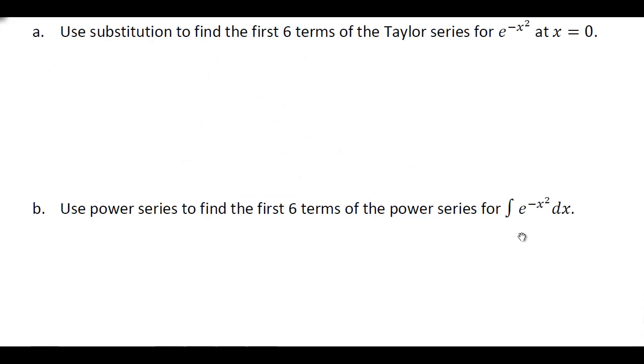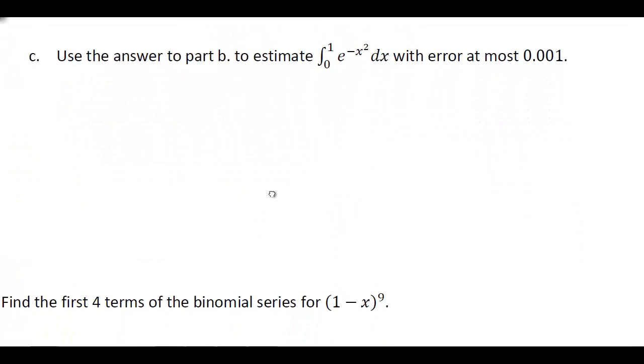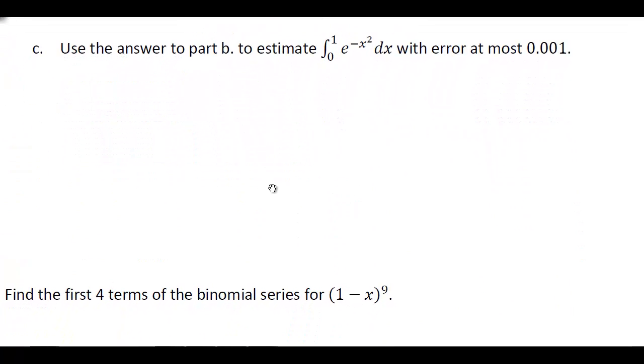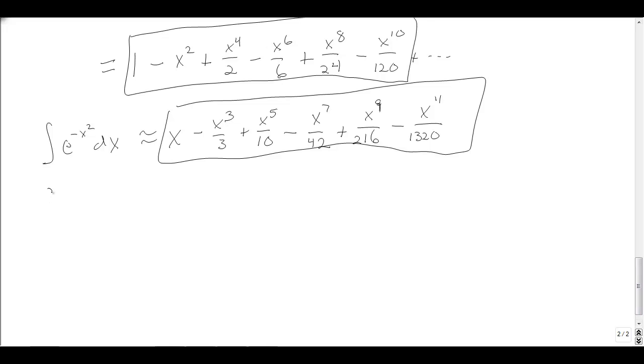So essentially we're just integrating a polynomial, which is easy. It's kind of an ugly polynomial. Oh, and sorry, this was actually a 3-part question. So for part C, I'm going to use the previous answer to estimate the definite integral from 0 to 1 of e to the negative x squared dx, and I want my error to be at most 0.001.